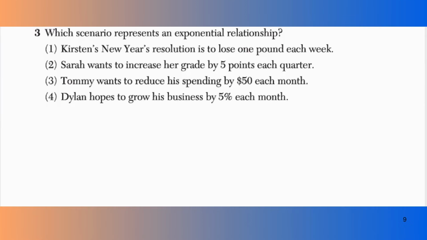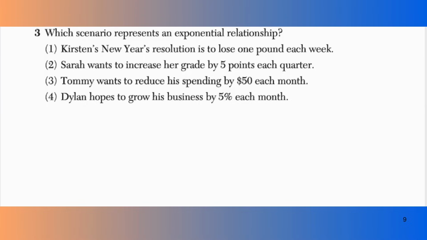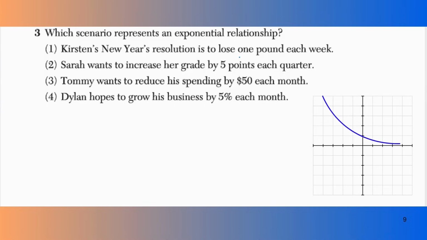Number 3, which scenario represents an exponential relationship? So an exponential relationship means that the rate of change is changing. It's not constant like it is with a linear relationship. So in a linear relationship, every week, every day, every month, the same thing is happening. A change is occurring that is exactly the same. With exponential relationships, the change changes. So something begins to grow more rapidly or decay more rapidly.